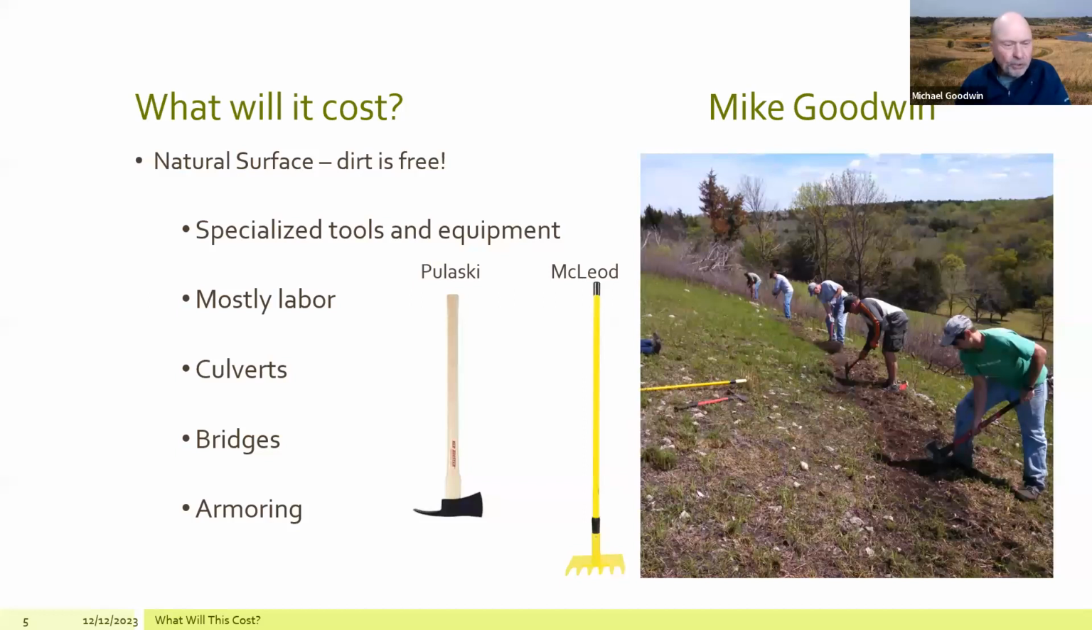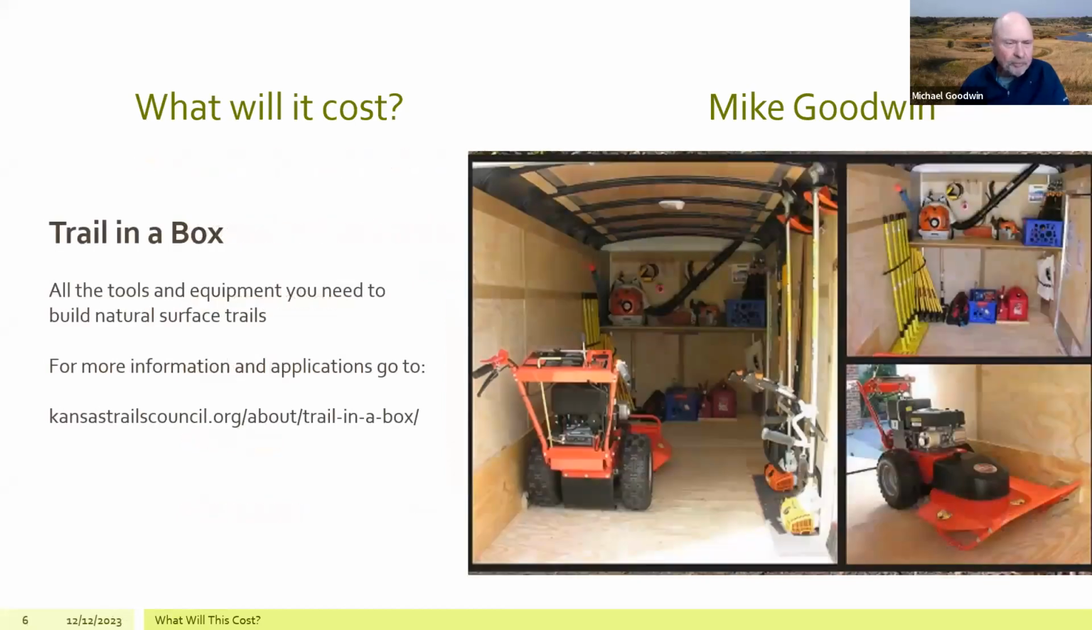Obviously, you still need culverts, bridges, and armoring occasionally, but the surface itself is pretty simple. It's just a matter of labor. Those tools are quite specialized. We have a program you may have heard of called Trail in a Box. If you are building a trail and you don't have any of these kinds of tools, but would like to have them briefly or temporarily, and have us come help you learn how to use them, you could obtain those in a loan called Trail in a Box.